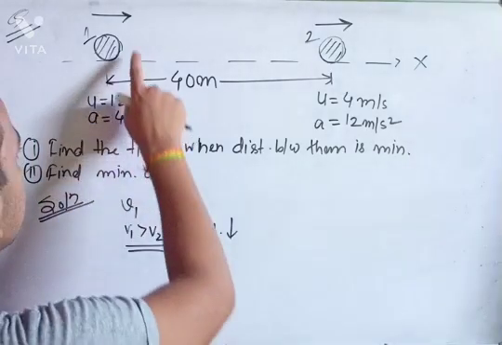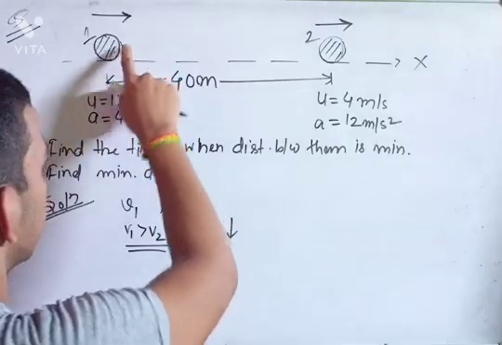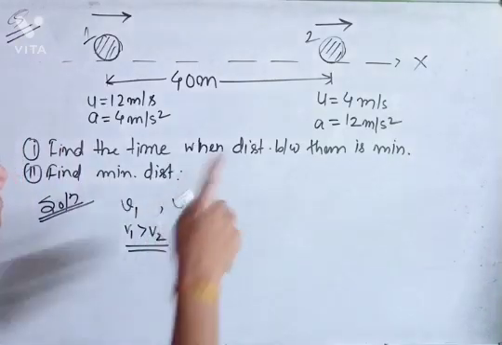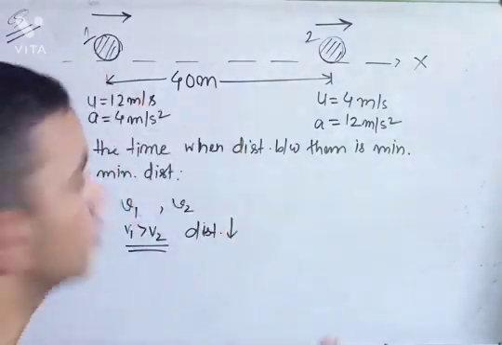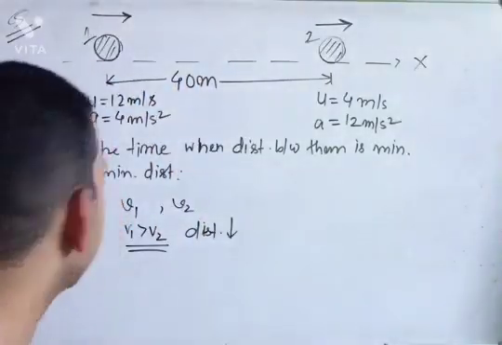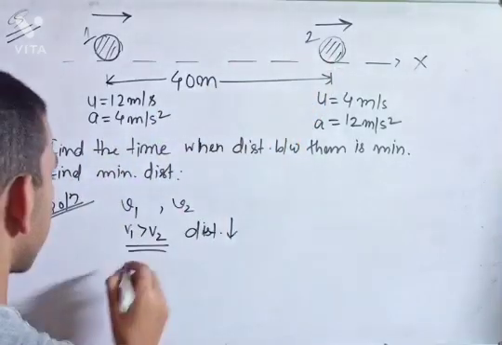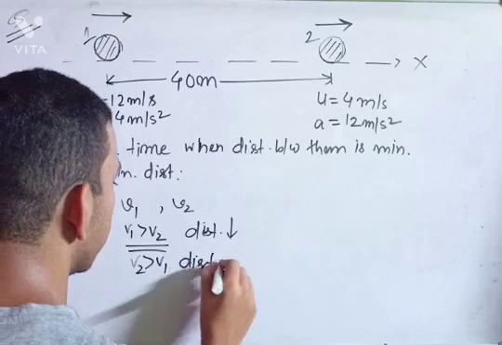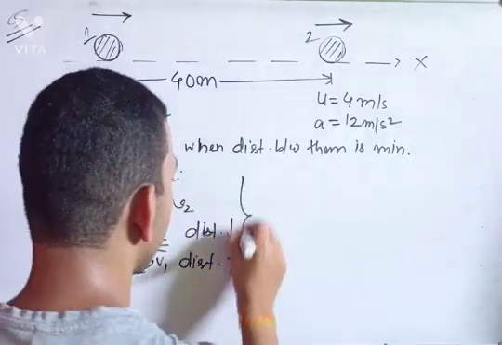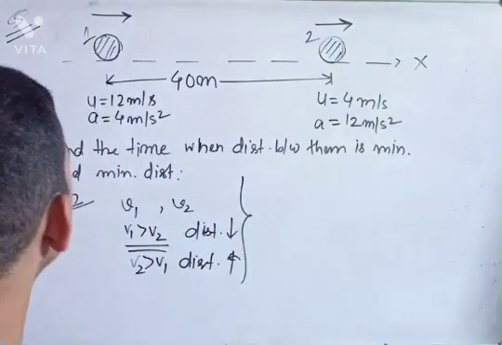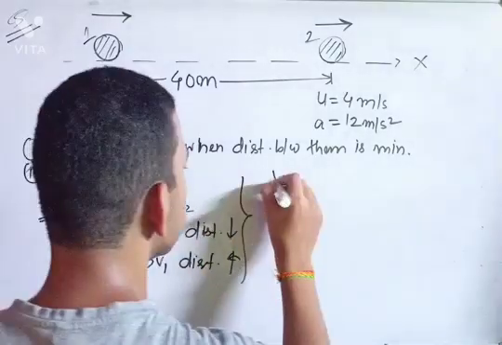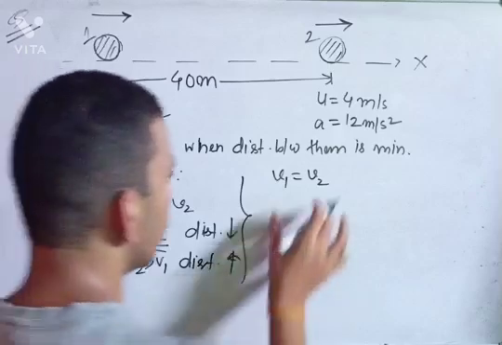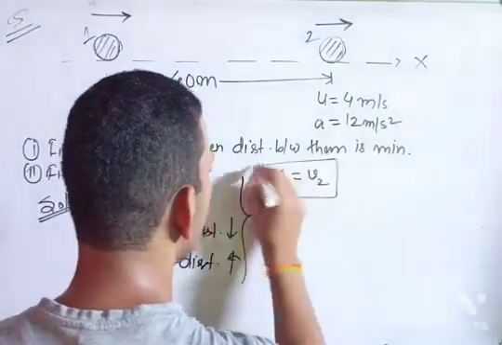Here we have final velocities: particle 1 is v1 and particle 2 is v2. If v1 is greater than v2, then the distance between them is going to decrease, and if v2 is greater than v1, then the distance between both of them is going to increase. Now in most cases it is seen that when v1 is equal to v2, the distance between them is minimum. So we will apply this concept.